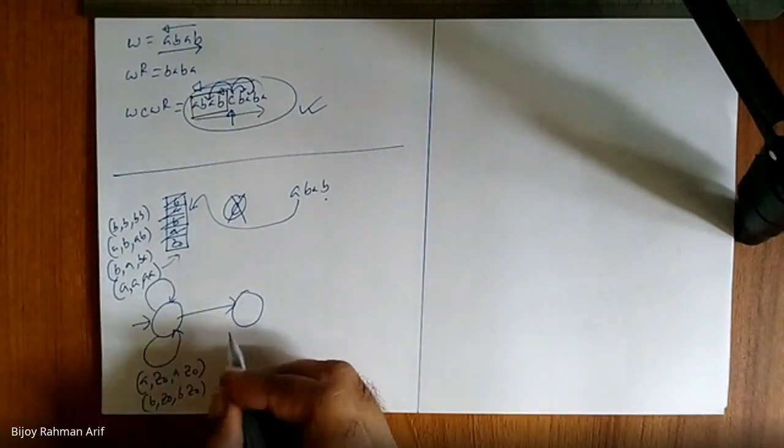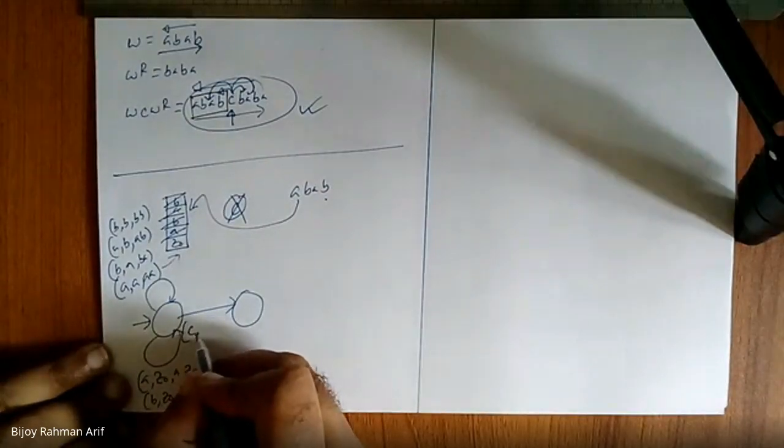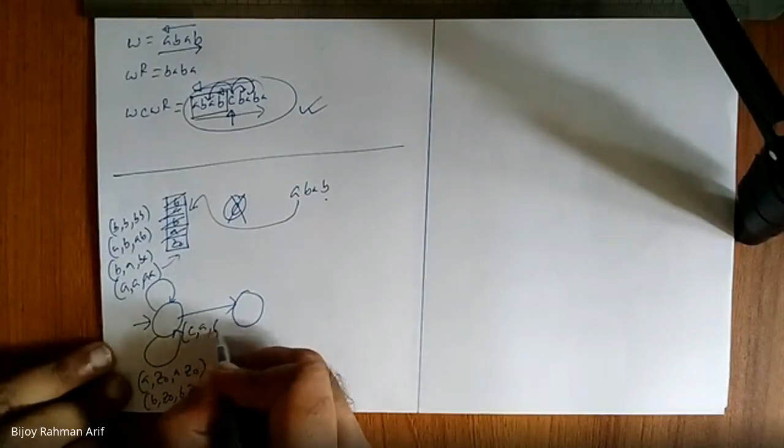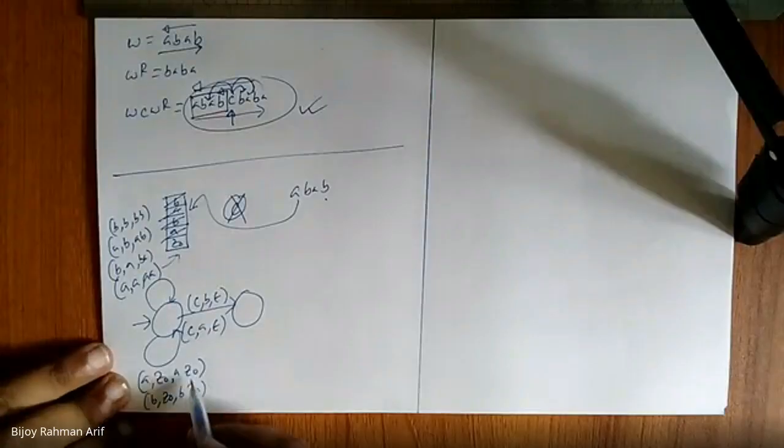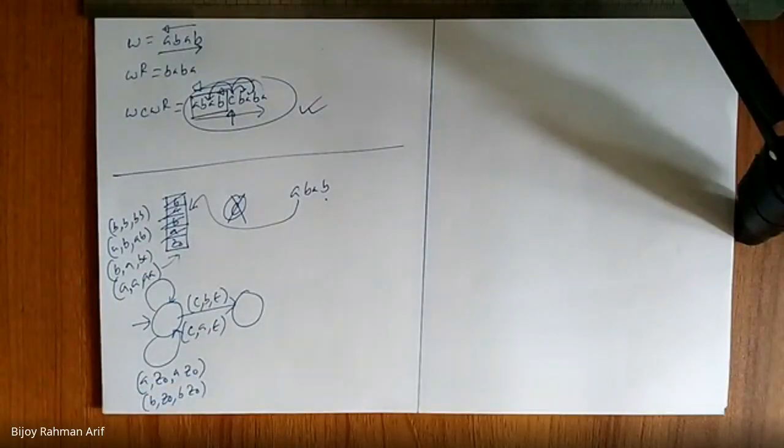Now that means I get a C. Then what would be the top of the stack? It could be A or B. So I'm going to pop on C, comma B, epsilon. Why can it not be Z naught? What's wrong with Z naught?